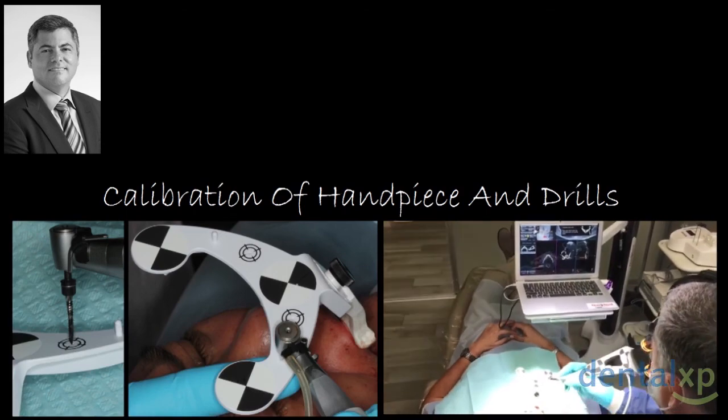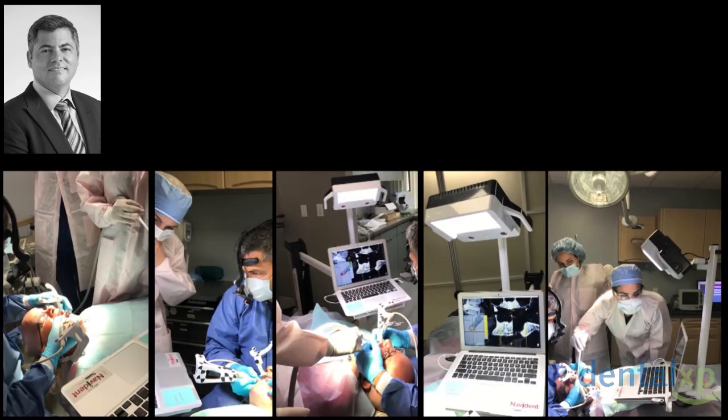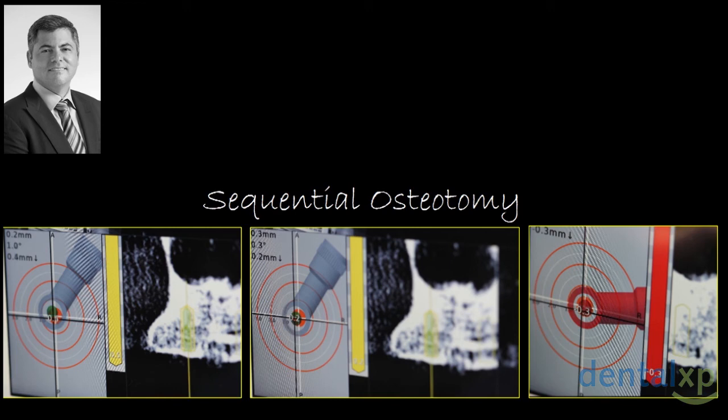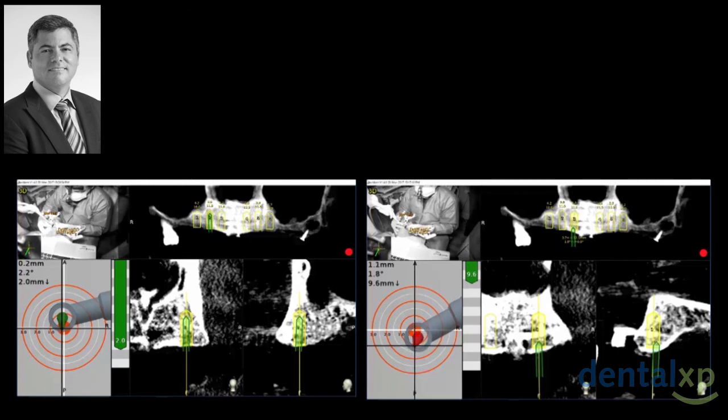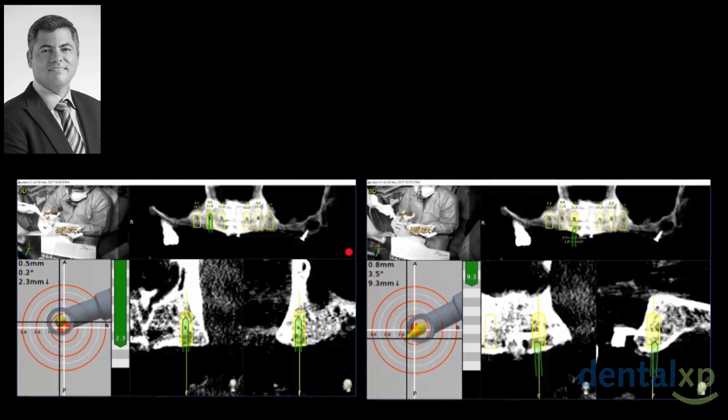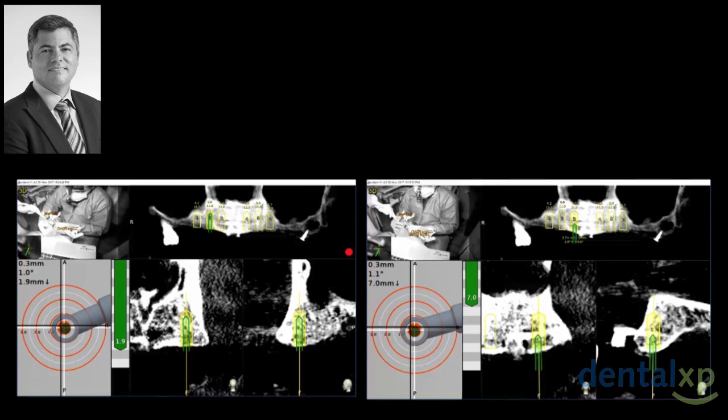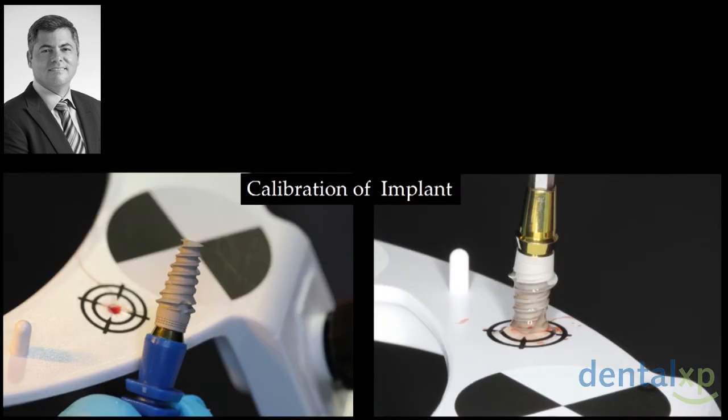Calibrate the handpiece, calibrate the drills, and now we're looking at the computer. We go through the process of doing the sequential osteotomy. You can see that it's very, very precise, very easy to get into target. And as you change the burs, you get closer to the target because you are able to fix and compensate for whatever missing of the angulation, depth, or position.